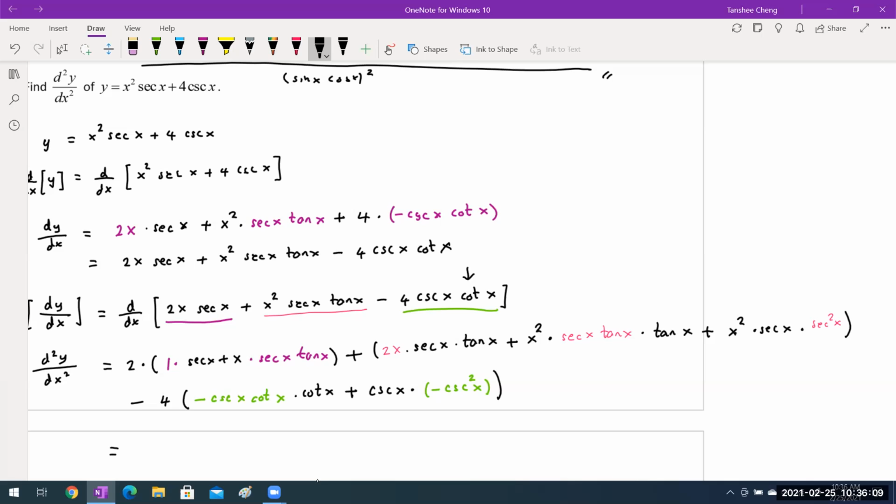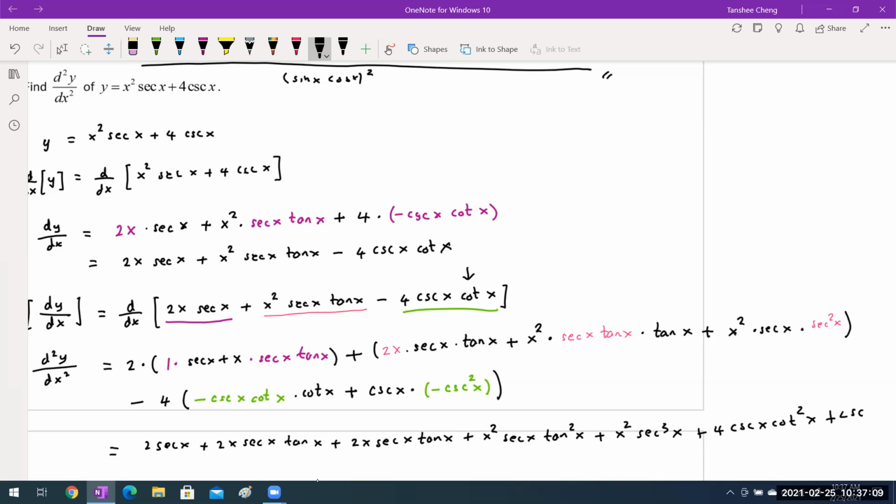So now when I continue on, this will become 2 times secant x plus 2 times x times secant x tangent x plus 2x secant x tangent x plus x squared secant x tangent squared x plus x squared secant cubed x minus negative, and negative become positive, for cosecant x cotangent squared x minus negative, and negative again become positive. So it'll be plus 4 cosecant cubed x.